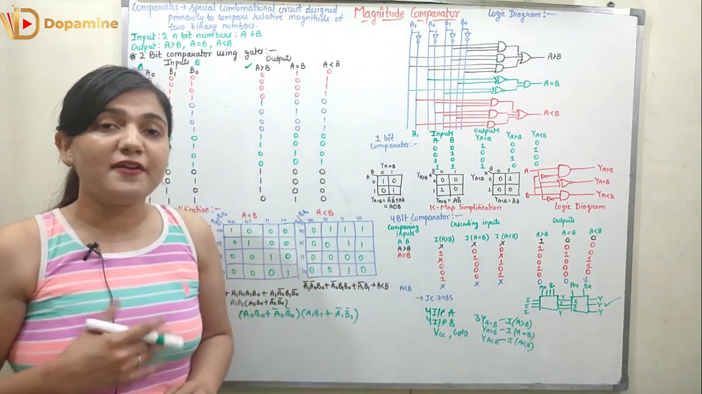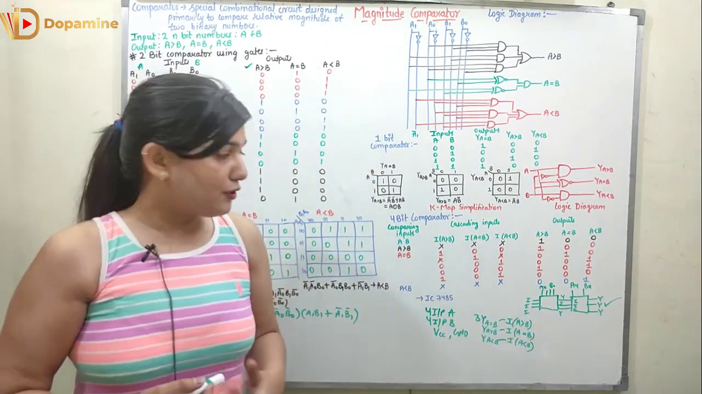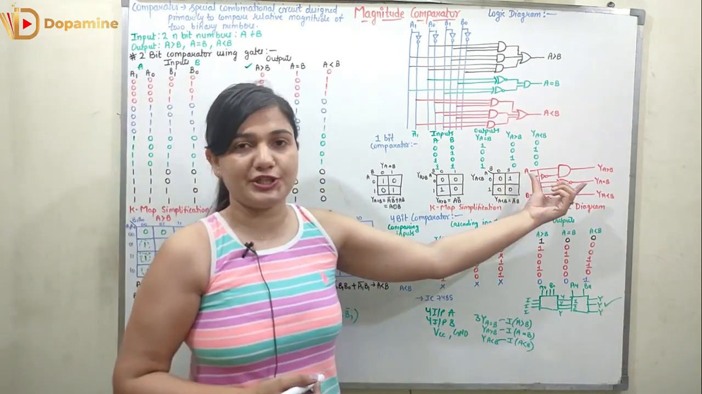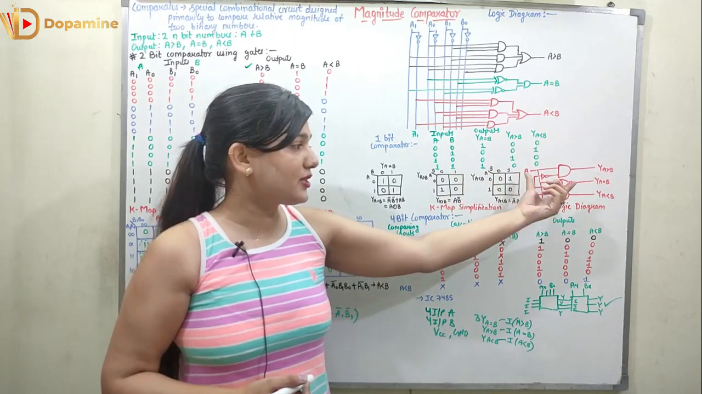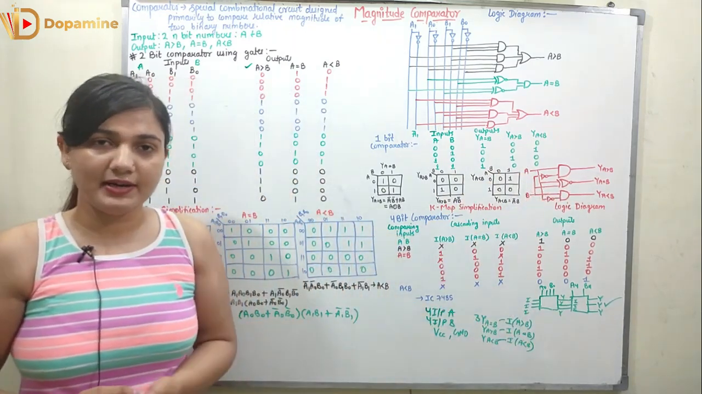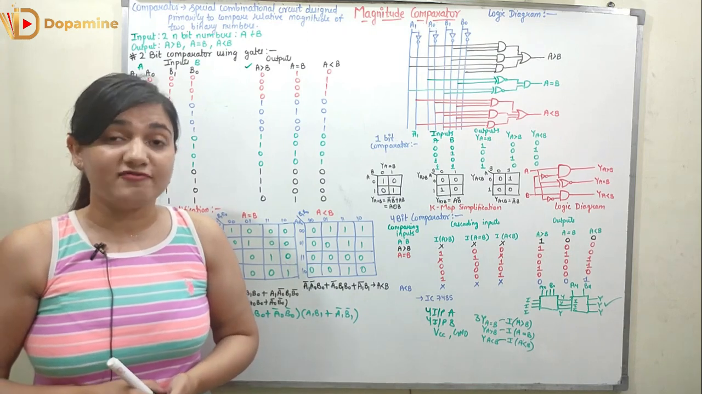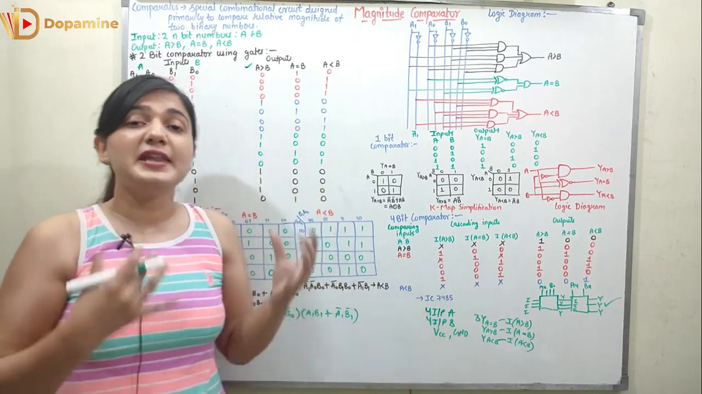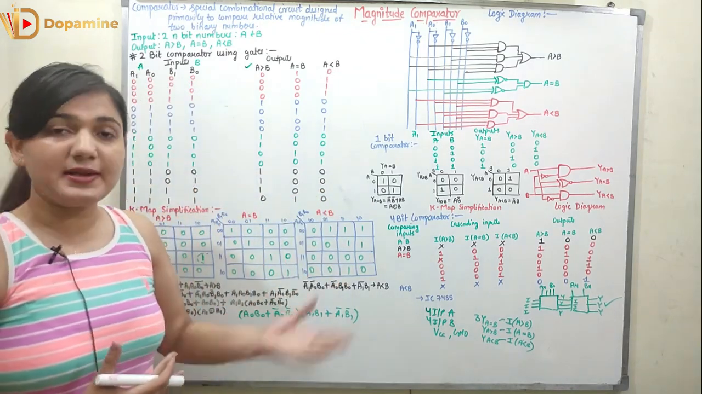If I want to compare 5-bit numbers, I am going to cascade this IC 7485 with this logic gate. So with this logic diagram, I am going to cascade one IC 7485 and I will get the comparator of 5-bit numbers. I hope you understood how we can make any bit comparator using some basic ICs and some basic circuits.